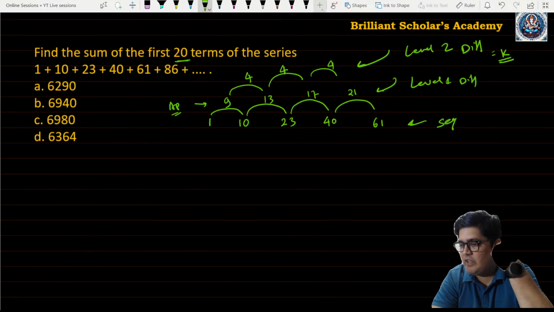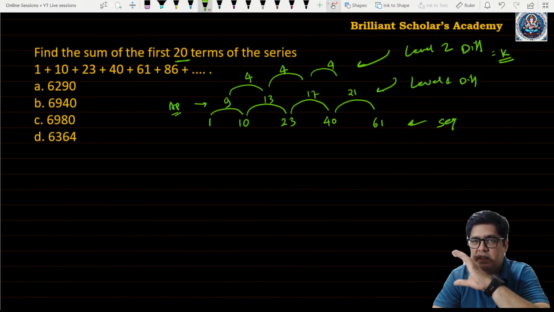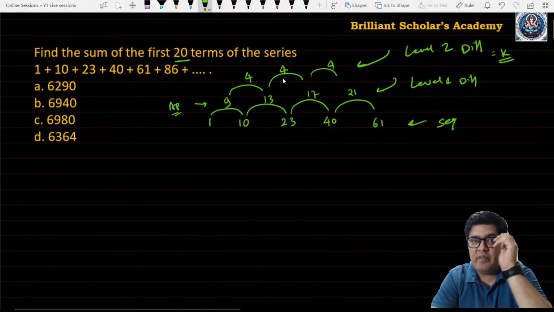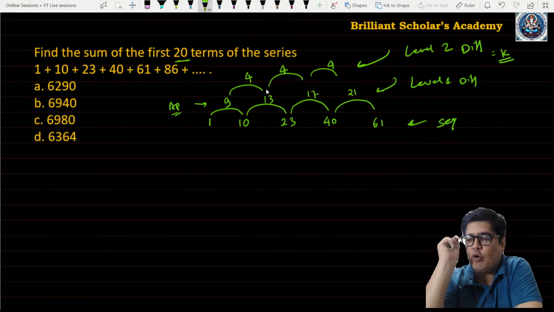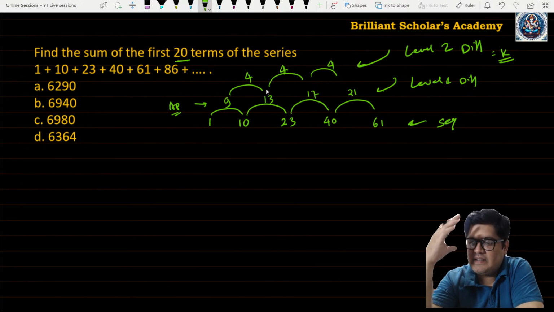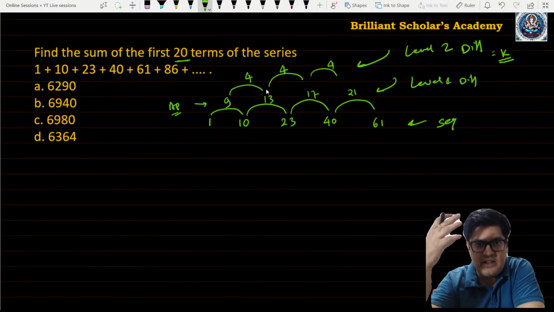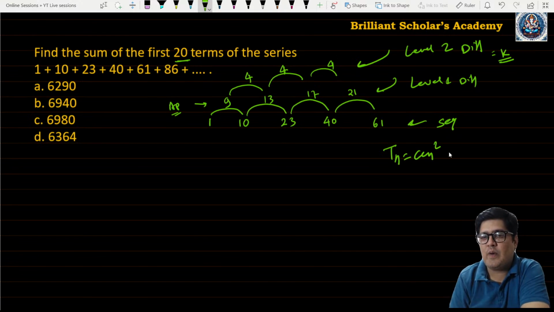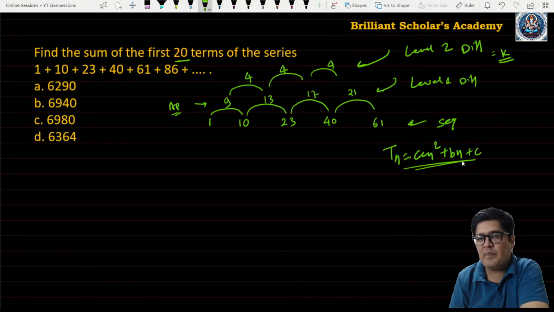When I reach level 2, the numbers have become the same: 4, 4, 4. So this kind of representation is called a quadratic sequence. This is called a quadratic sequence, and to derive results you'll have to work very hard. The general term looks like Tn is equal to an square plus bn plus c.